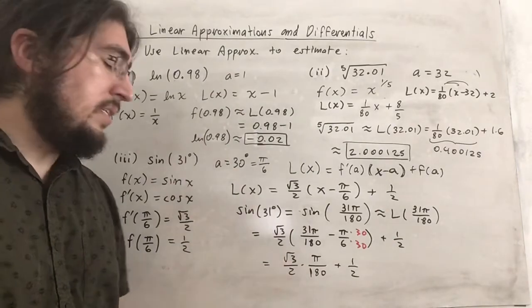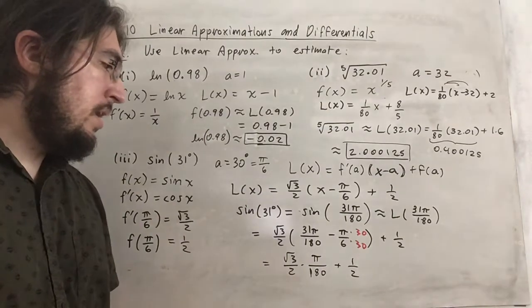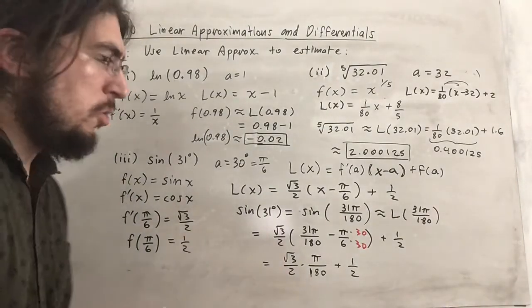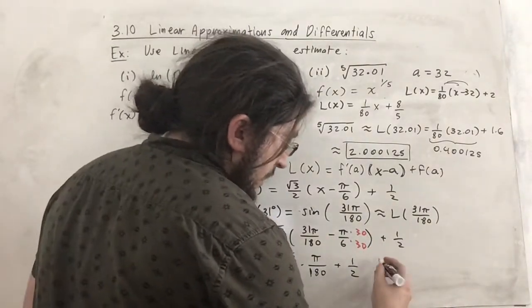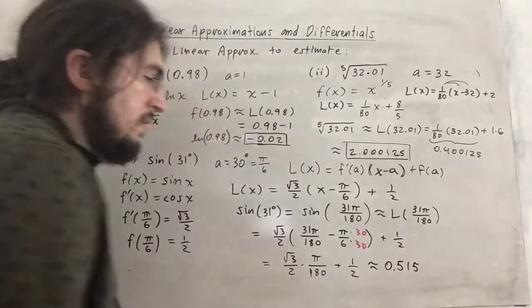And I remember 5 digits, so I know it's 3.14159. But then dividing that by 180, that gets a little involved. So just to make it short, I did this already obviously. And this is about 0.515 if you round to 3 decimal places.